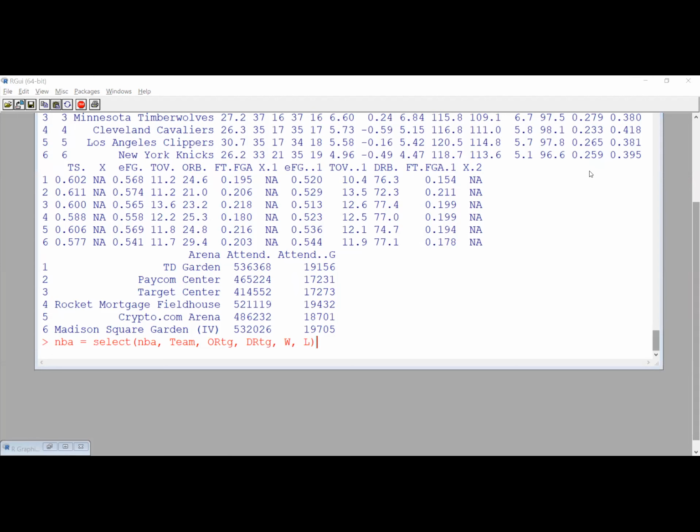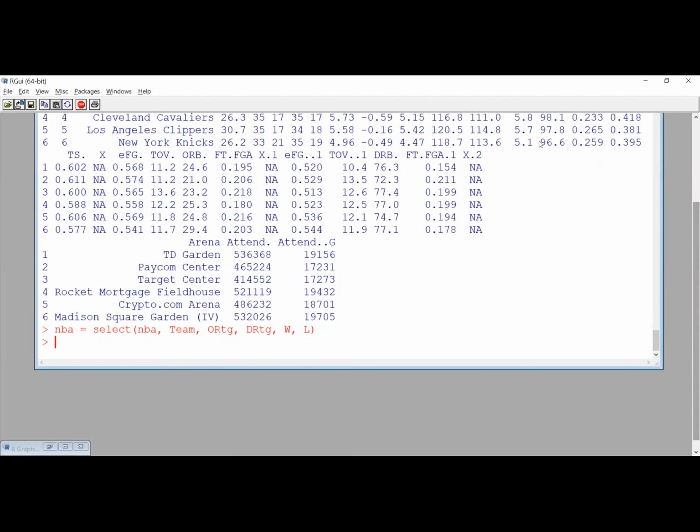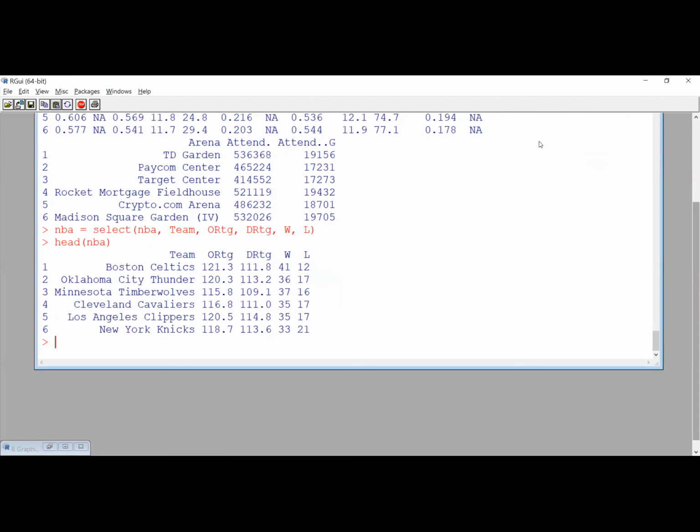Okay, and now let's do it again. Okay, that looks a lot better, easier to deal with, right? Okay, now let's standardize both the O rating and the D rating, not the wins and losses.